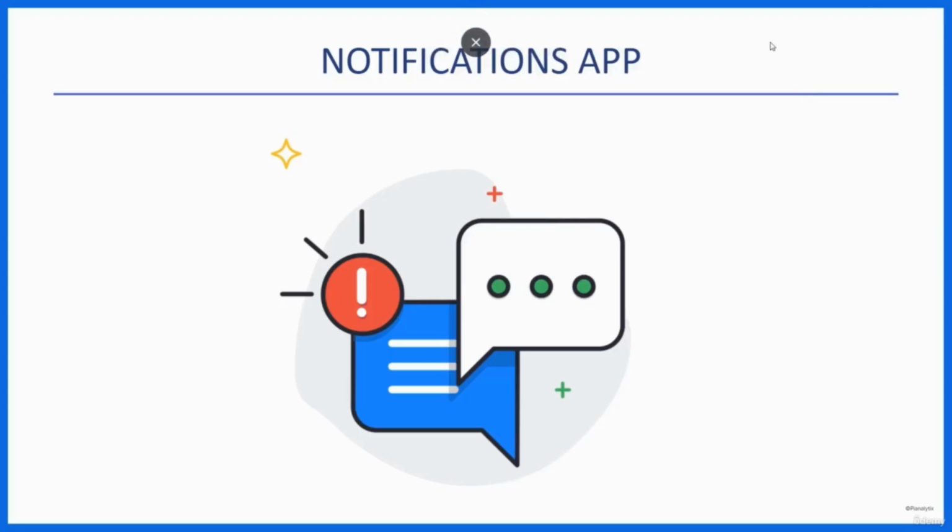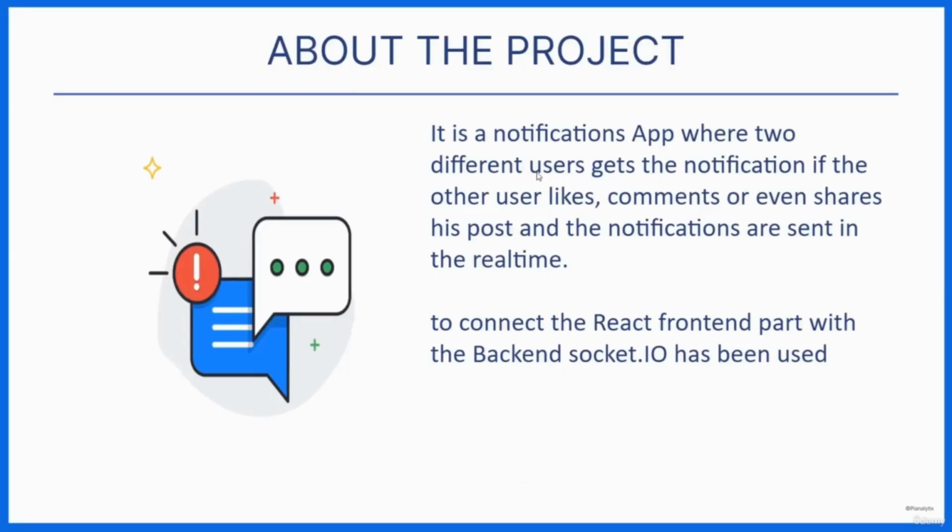Yeah. So today we will be starting with our next project, notifications app. So about the project. It is a notifications app where two different users get the notification if the other user likes, comments, or even shares his post, and the notifications are sent in real time. To connect the React front-end part with the backend, Socket.io has been used.